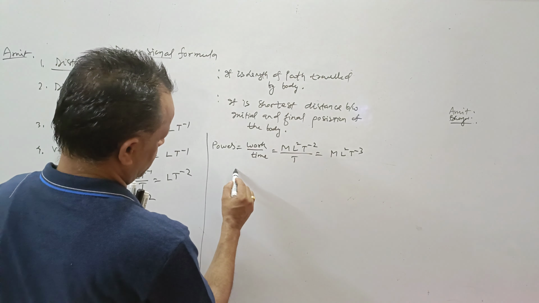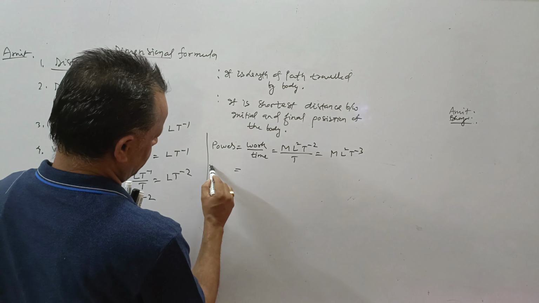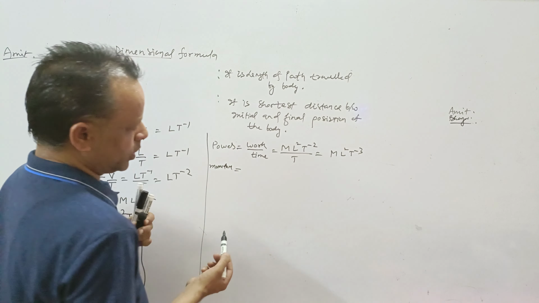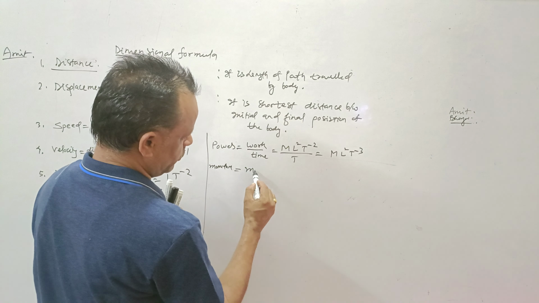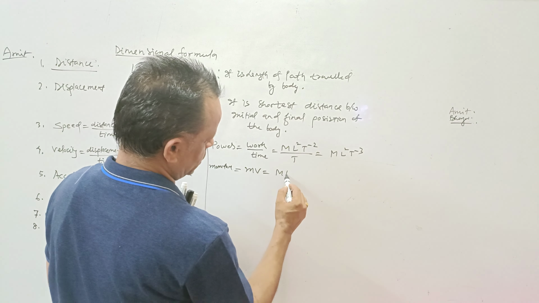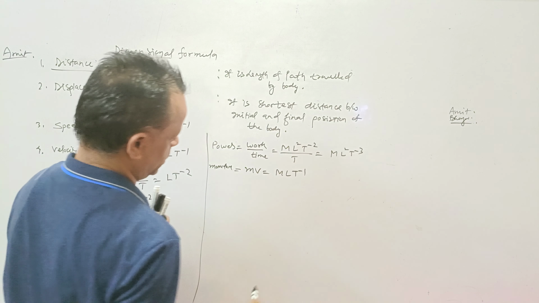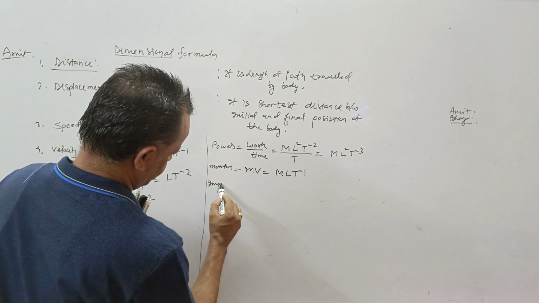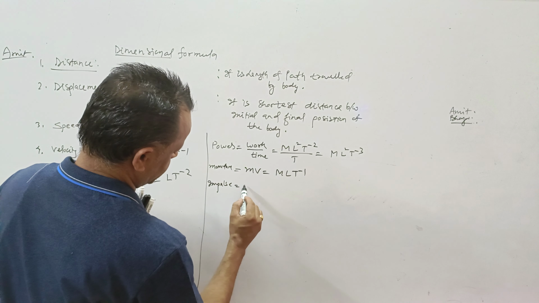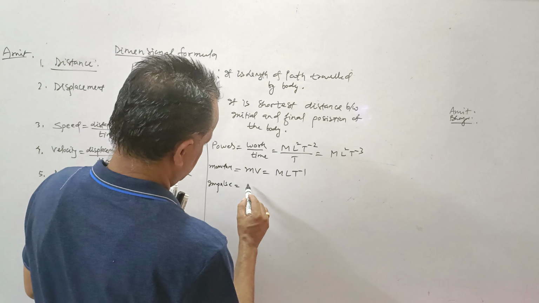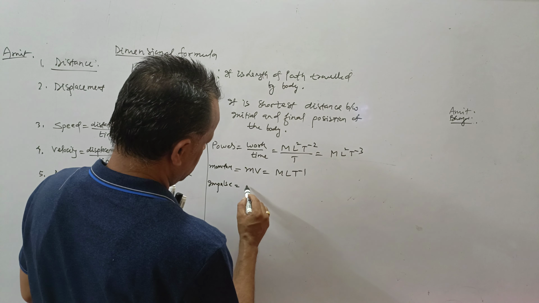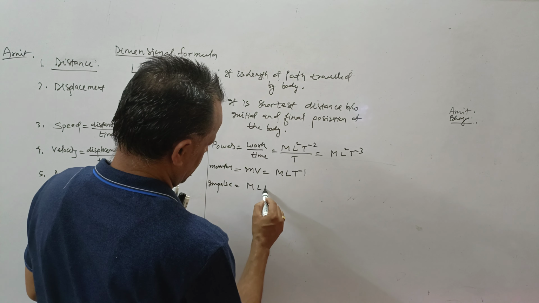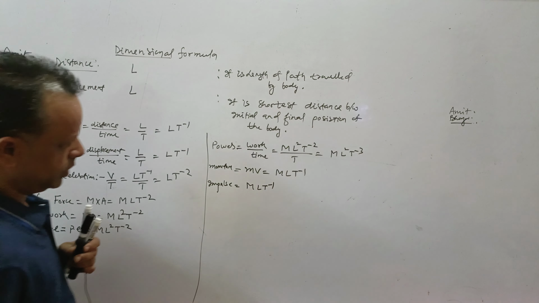Then we have momentum. Momentum will be equal to mass into velocity. Mass, and velocity is LT minus 1. Then we have impulse. Impulse is force into time, or change in momentum. So again it will be MLT minus 1.